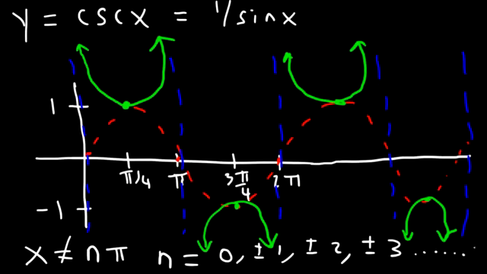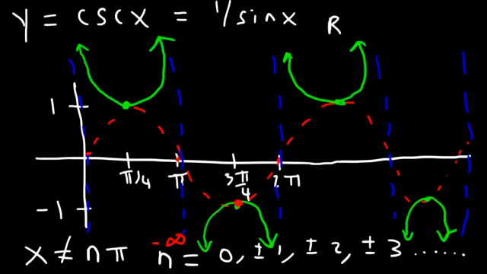Now what about the range? We can represent it in interval notation. So what is the lowest y value? This curve goes all the way down to negative infinity. So therefore, the lowest y value is going to be negative infinity.